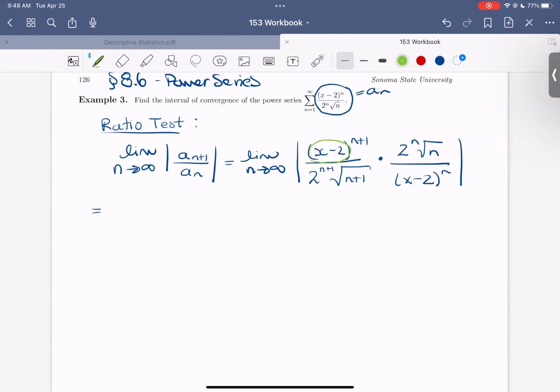So I have this x minus 2 in the numerator and denominator, so I can cancel n of them from each. I have a 2 and a 2 in the numerator and denominator. I can cancel n out from each. So let's go ahead and make that cancellation and see what else we still have. So we have x minus 2 in the numerator times square root of n, divided by 2 in the denominator times square root of n plus 1.